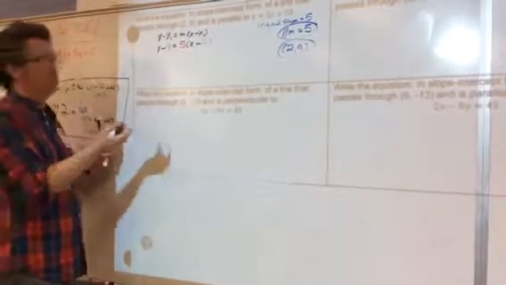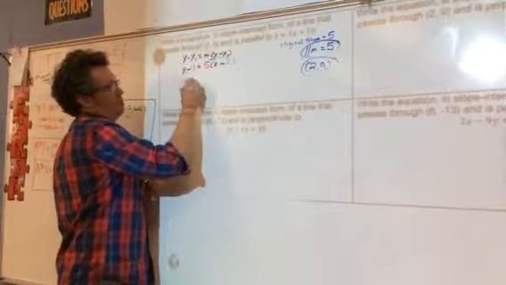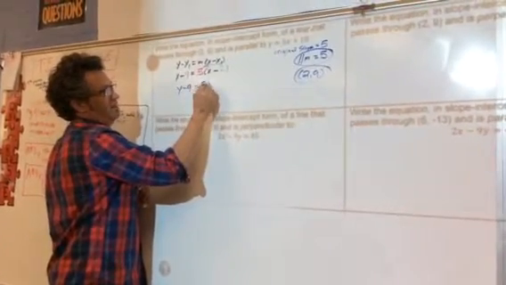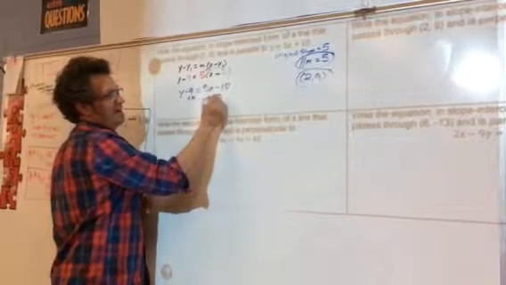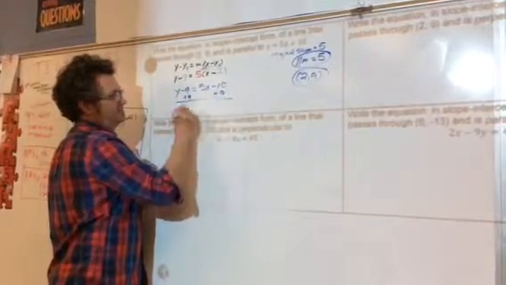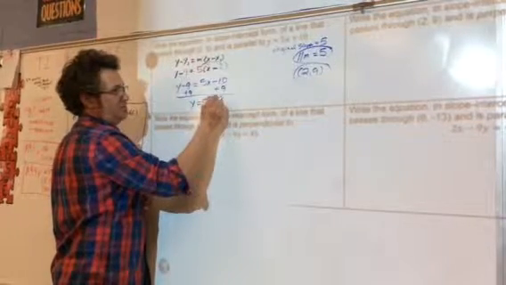So now we want to put it in slope-intercept form. So we're going to distribute. We get y minus 9 equals 5x minus 10. We're going to add 9 to both sides. And we get y equals 5x minus 1.